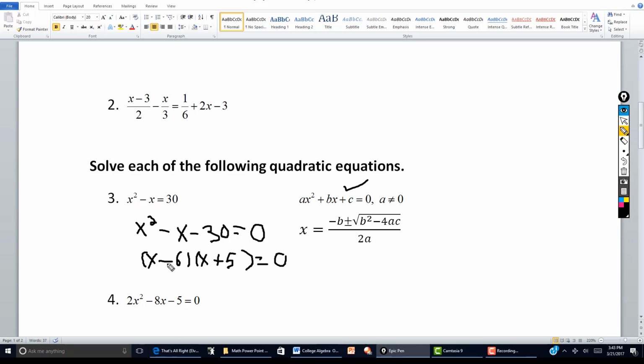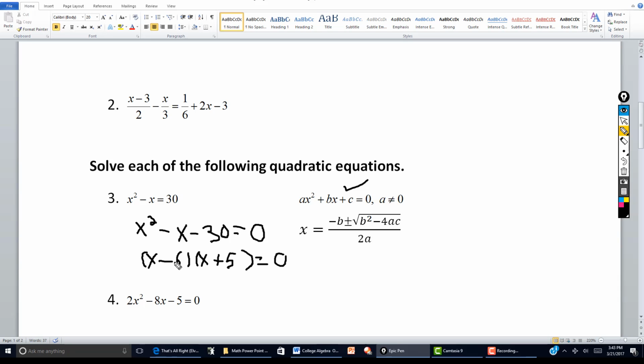Okay, you can see x times x is x squared, minus 6 times 5 is negative 30, and if I multiply the middle terms here, minus 6x, 5 times x is 5x, minus 6x plus 5x is minus x. So this checks out. Okay, so that way I have it factored out.